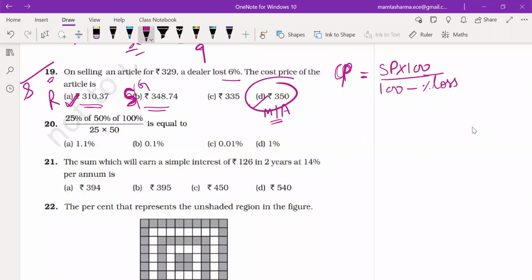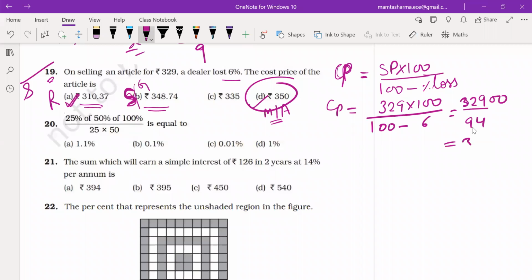Okay. So cost price would be, selling price is 329 into 100 divided by 100 minus percentage loss, which is 6. So 100 minus 6 would be 94. 329.00 divided by 94 is 350. Yes, it would be 350 only. So the cost price is 350.